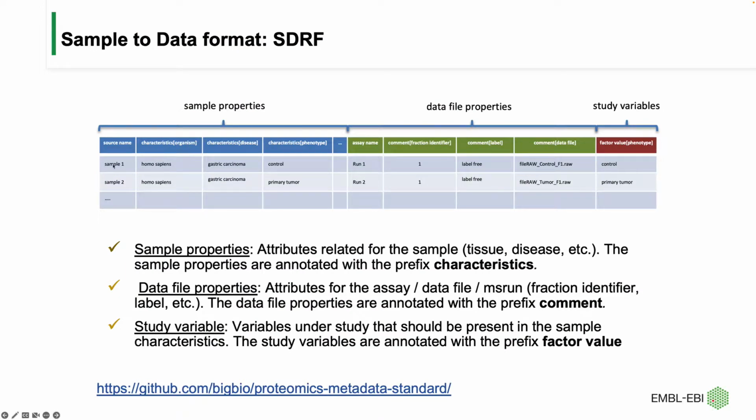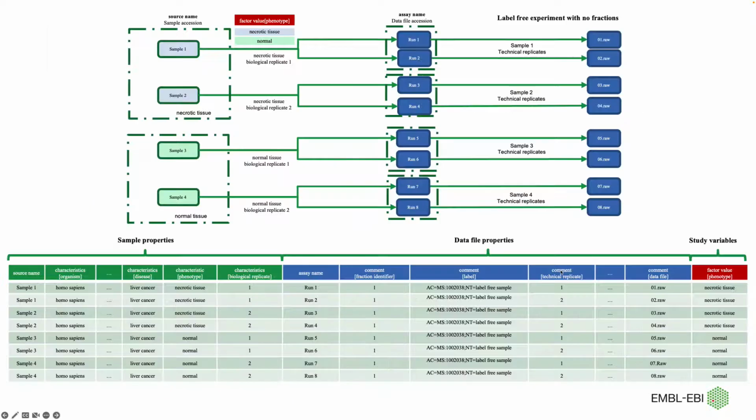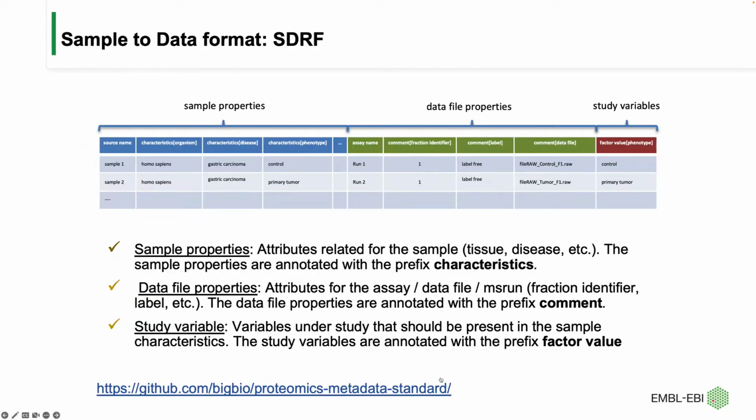Okay, then it's clear that SDRF has some characteristics for the sample, some characteristics for the data files, and then the factor value under study. Actually, I didn't mention before, but this is extremely relevant. SDRF is an open source standard. SDRF for proteomics is an open source standard file format. You can find plenty of information and interaction with the developers of the standard here in this community, Proteomics metadata standard, and in GitHub.